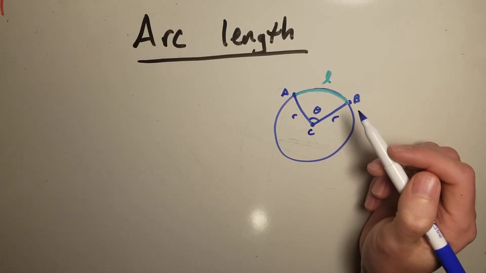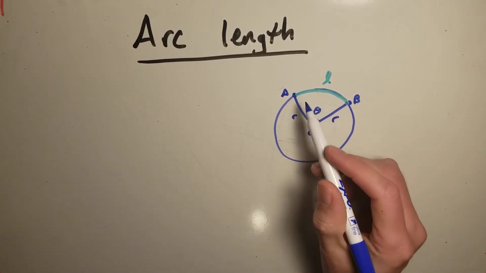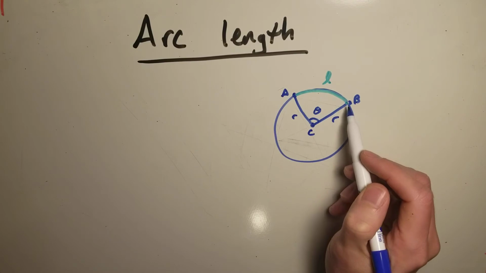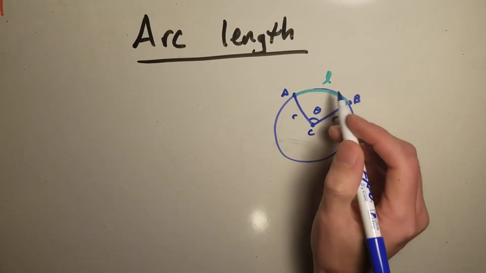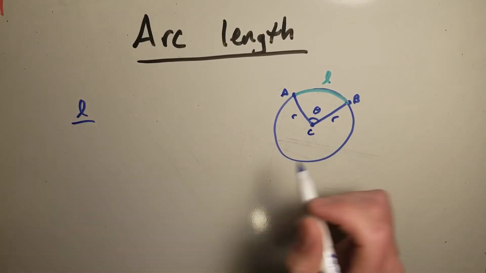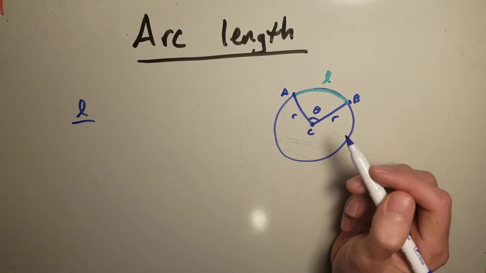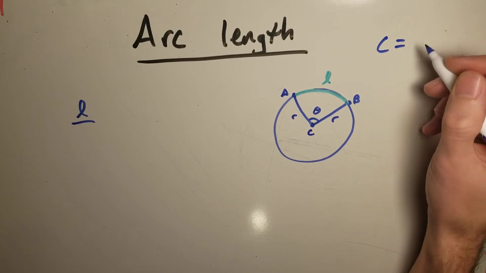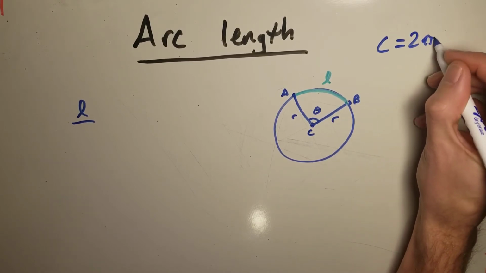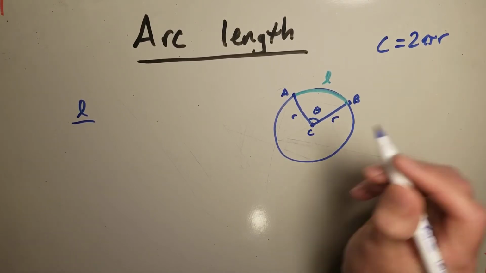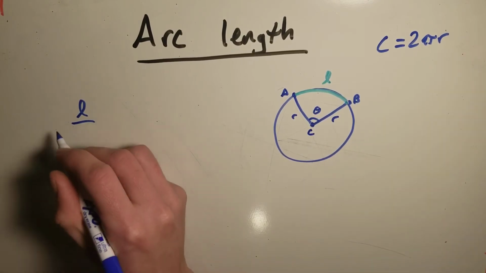So if we're trying to find this length along the arc over here, we can really think of it in terms of a proportion. The distance from A to B along this arc, so we'll say that was L, in comparison to going all the way around, which is your circumference, and we might remember circumference is equal to 2 pi r, and we're going to use 2 pi r for this. You're going to see why.